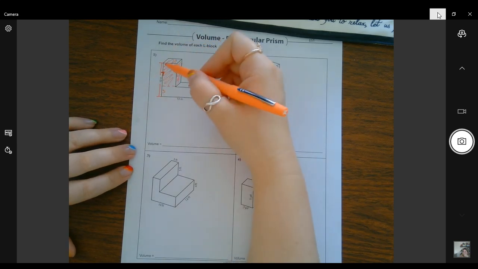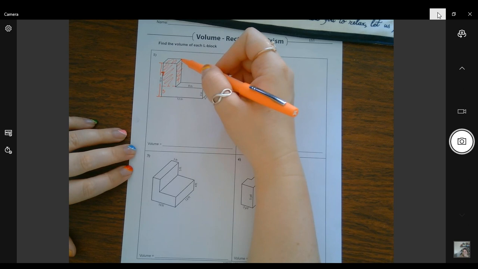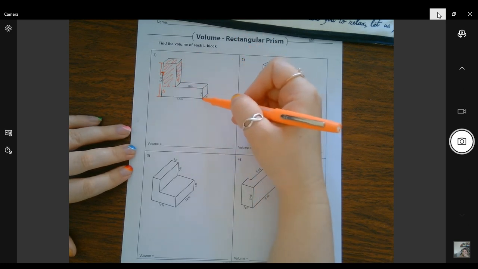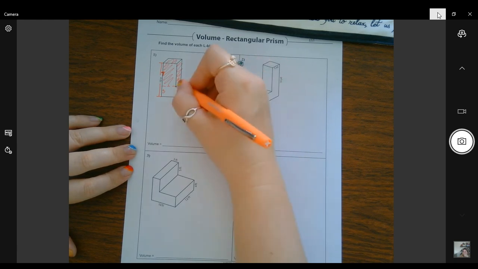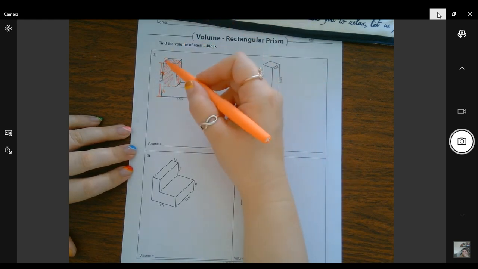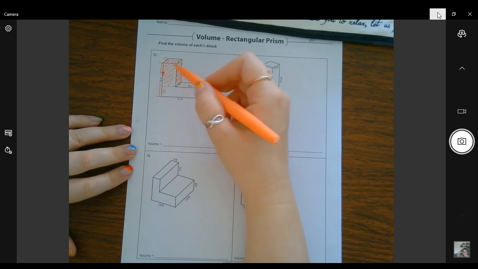Okay, so I found the height. Now I just need the length and the width. Okay, so like width. Aha, so this is the same as this, which is the same as this, which is the same as this and this. Okay, so sweet. I found my width. I found my height. I just need to find my length.